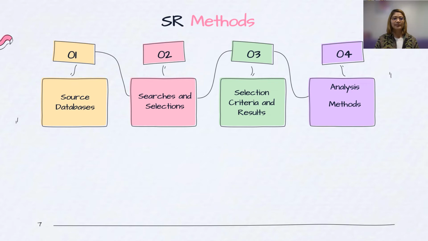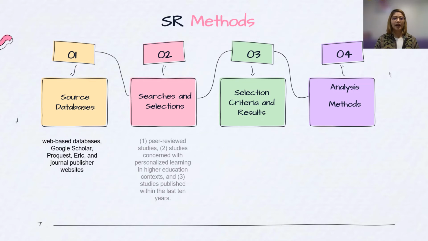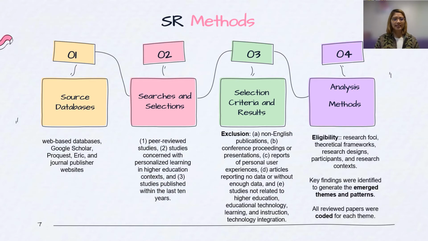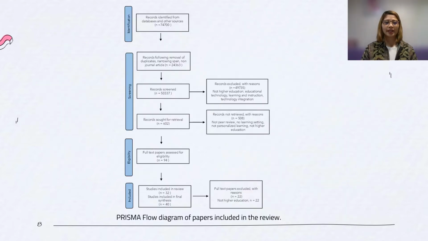There are 4 steps in the SR method, including source databases, searches and selections, selection criteria and results, and analysis methods. Multi-phase searches and selections were conducted to identify, screen, and select eligible publications for inductive content analysis. Here is the illustrations of PRISMA flow diagram of papers included in the review.